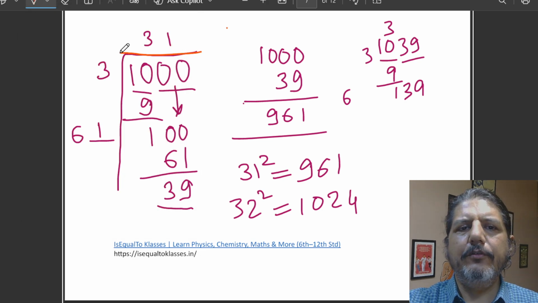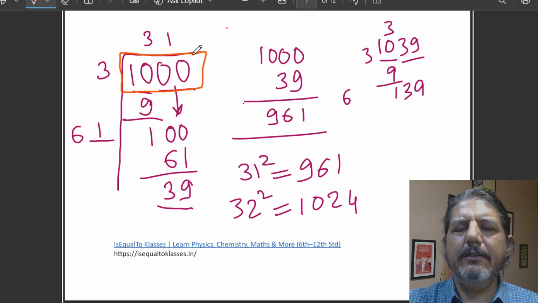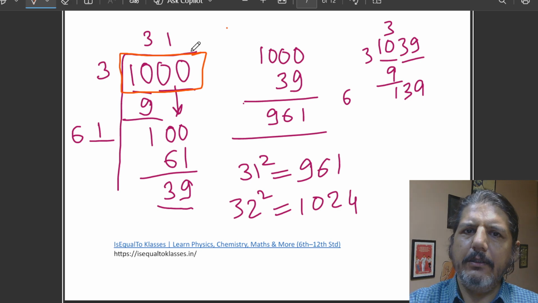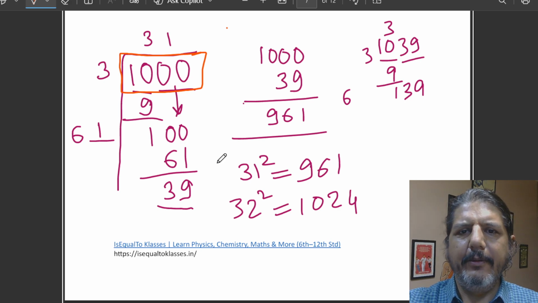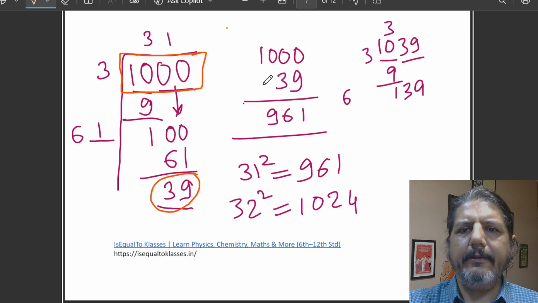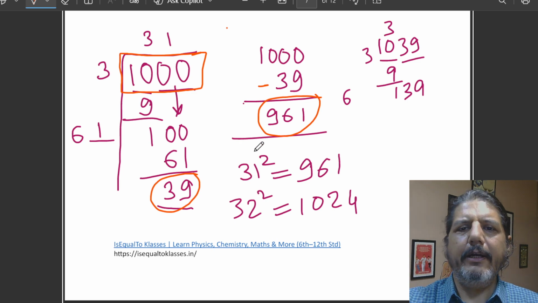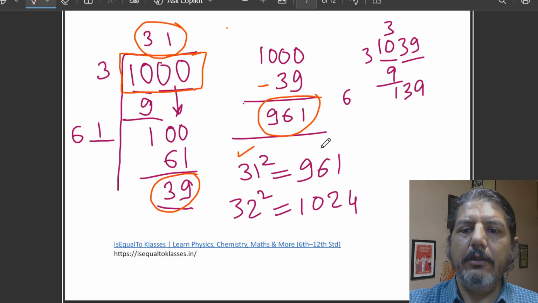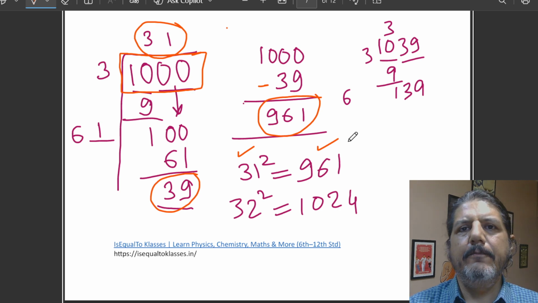In this case, I have assumed that 1000 is the smallest number. I use the long division method. Remainder is 39. And I understand if I subtract 39 from 1000, 961 is the number that I get. So I understand that if I square 31, 31 square would be equal to 961. So 31 square is 961.